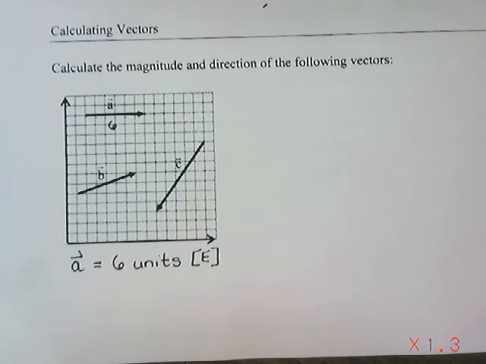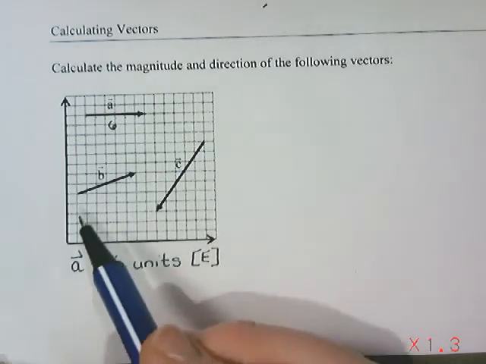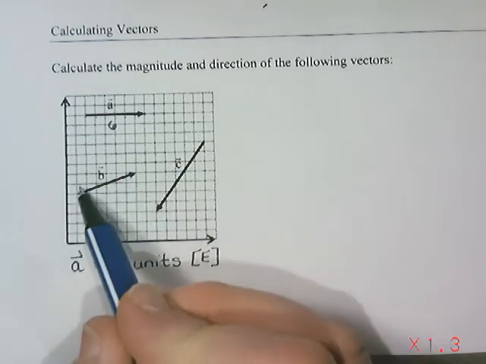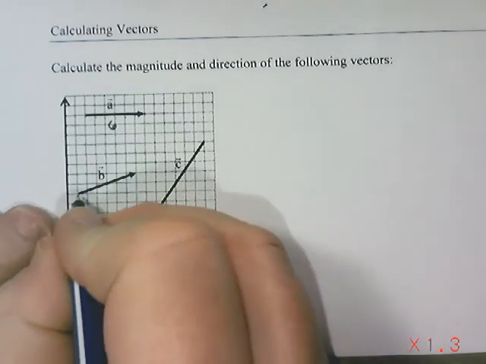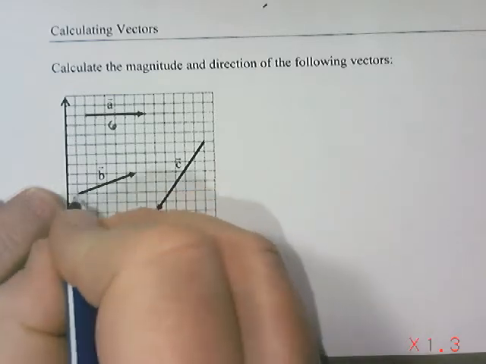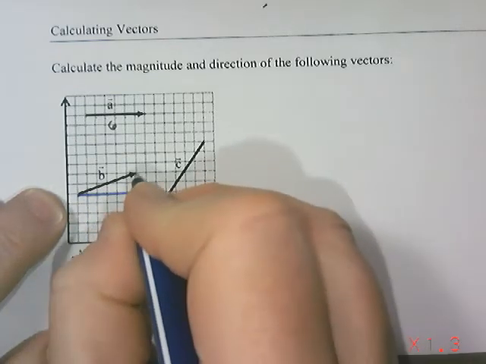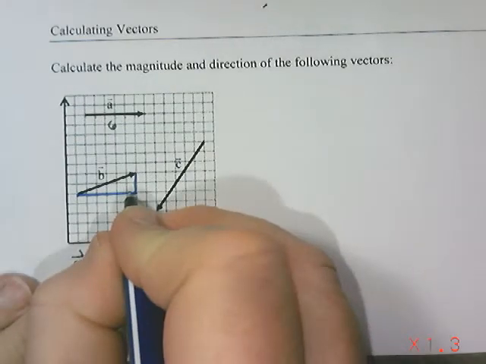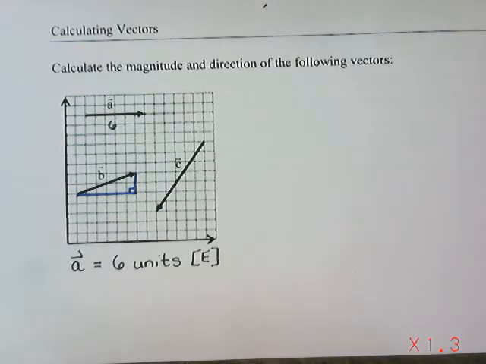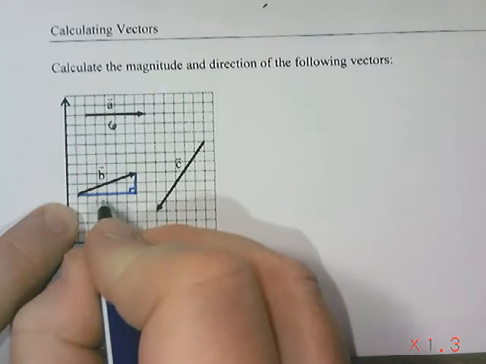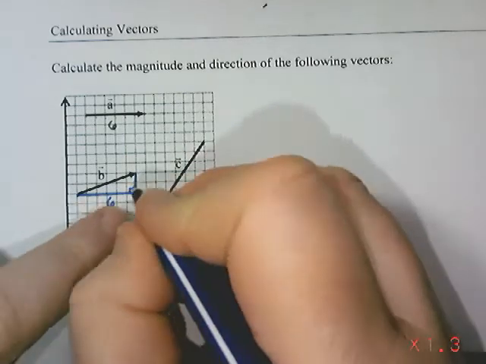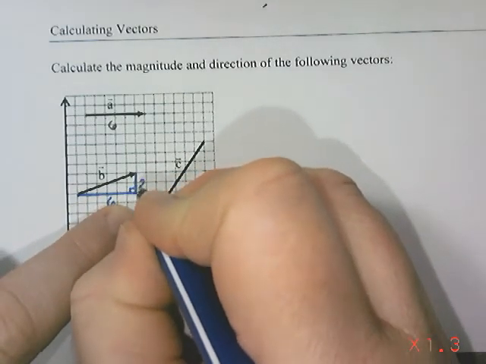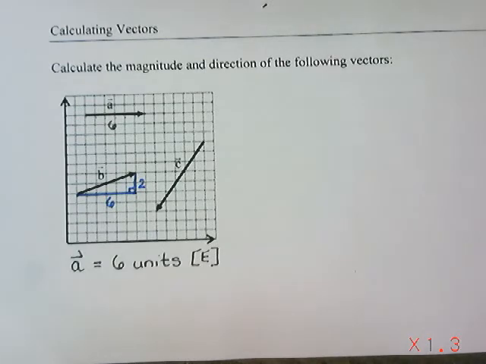All right, well, that was vector A. For vector B, you'll notice this one is on an angle, so I can't just count out the length. But what I could do is make a little triangle between the tail and the head. And that little triangle is going to be a right angle triangle. This side is 1, 2, 3, 4, 5, 6 squares or 6 units long. And this side is 2 squares or 2 units long.